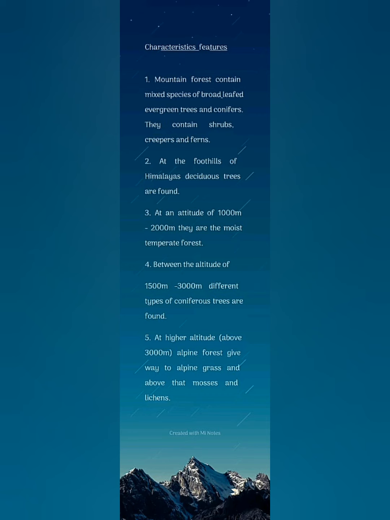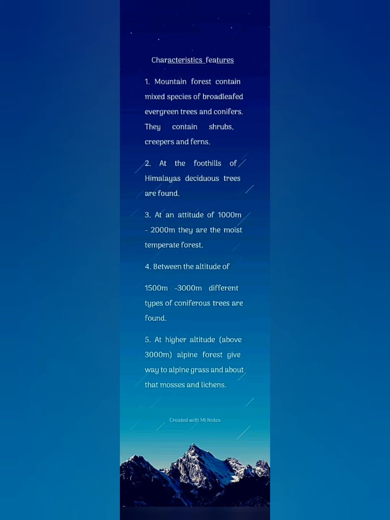Next is the snow-covered mountain slopes. So between trees and grasses there will be a tree line that shows the beginning of grasslands. After the grasslands there will be a snow line that shows the snow-covered mountains.